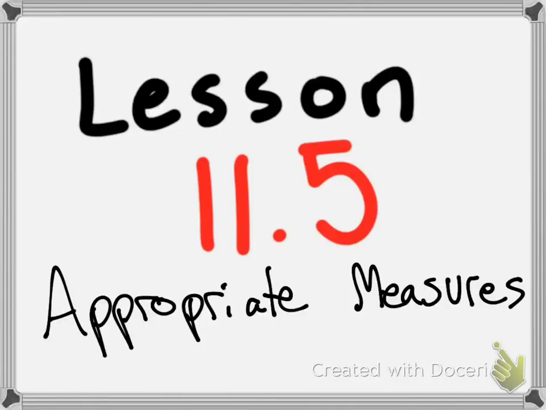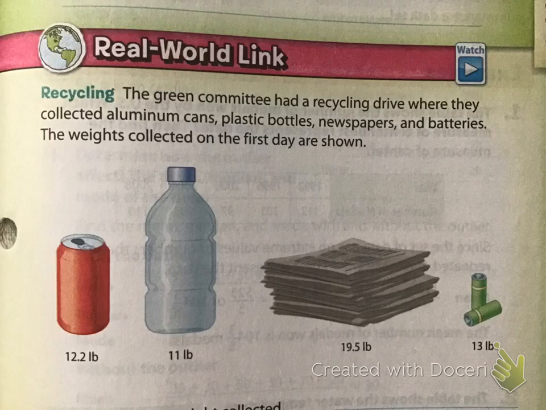Hello class, today we are doing lesson 11.5, appropriate measures. So what we're going to be looking at here is on page 845. The Green Committee had a recycling drive where they collected aluminum cans, plastic bottles, newspapers, and batteries. The weights collected on the first day are shown.